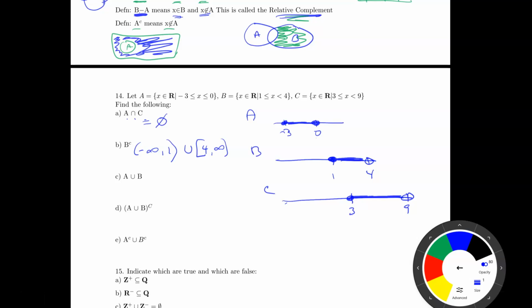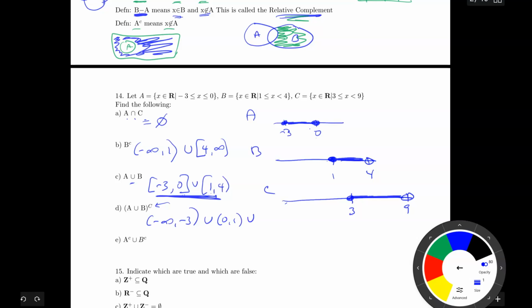Okay, A union B, A or B, so start at -3, go to 0, and there's nothing in common between A and B, so you just have to state what they are, right? A or B. Okay. A union B complement. What? Okay, everything that's not here, right? So that means I want to go from -infinity up to -3, or, and then I've got between 0 and 1, or I can start at 4 and go off to infinity.